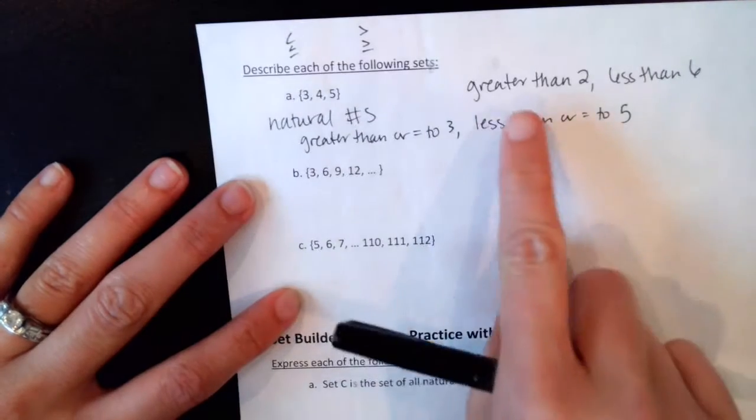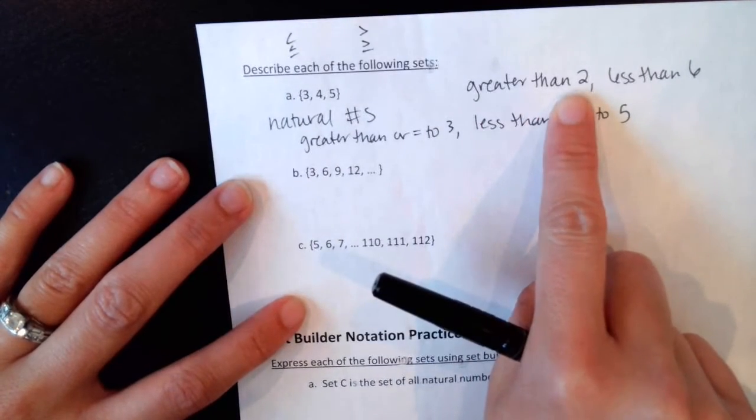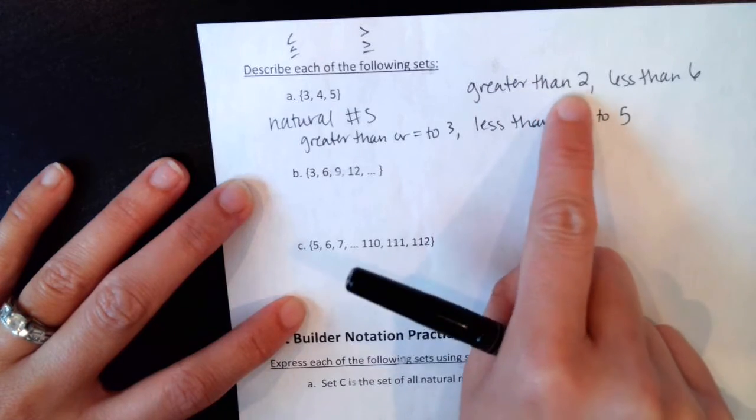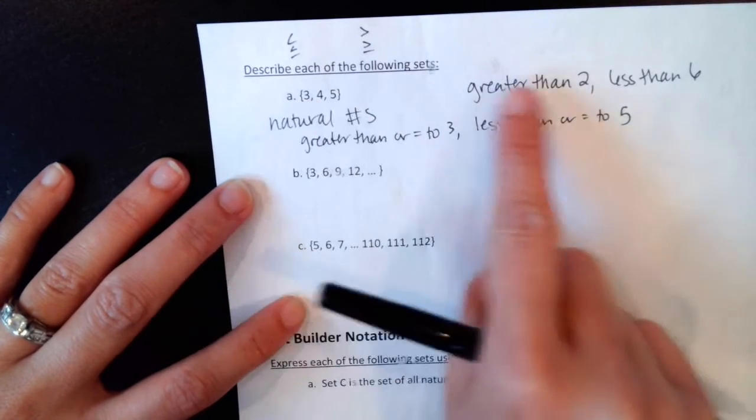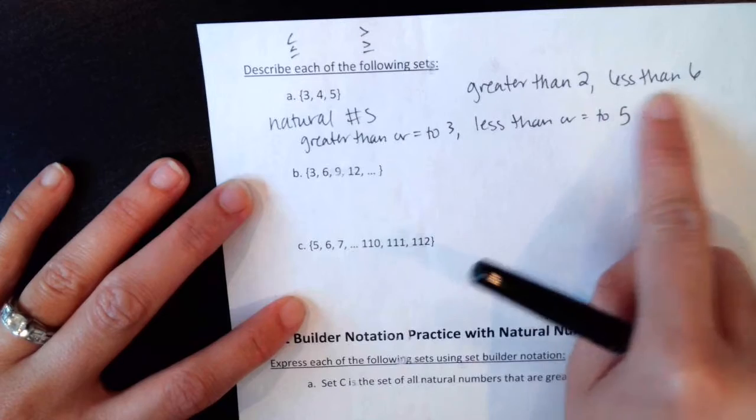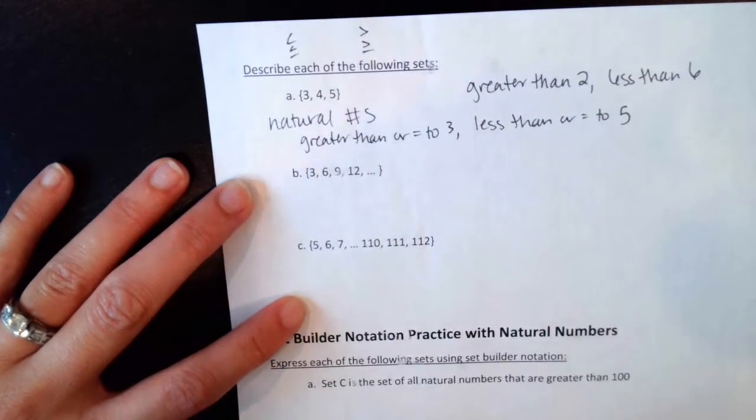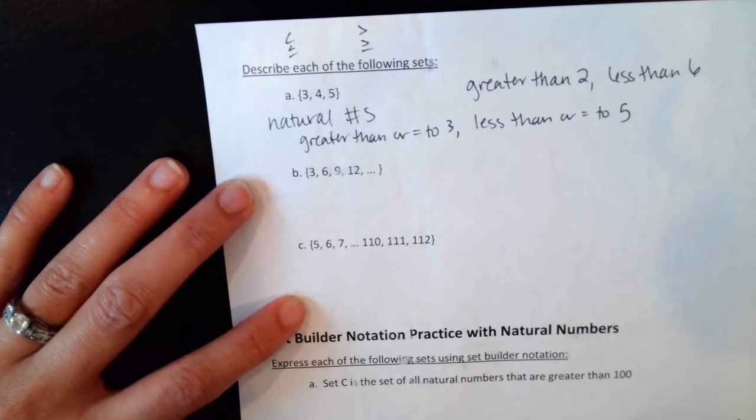It's the same thing. To be greater than 2 is the same thing as greater than or equal to 3. It's just this greater than 2 means I don't include 2 in my numbers. I just go with the next number that's bigger, which is 3. And less than 6 means everything less than 6, but not including 6, which is 5. So both of these are correct. Whichever one makes you happier is the one that you should write out.